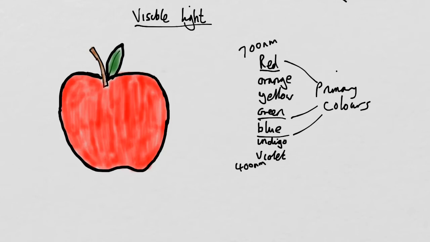So what happens then if you take all of these colours and you mix them all together? If you take red, orange, yellow, green, blue, indigo and violet and you mix them all together, well, you get white light. Okay, so white light is made up of all of those different colours.